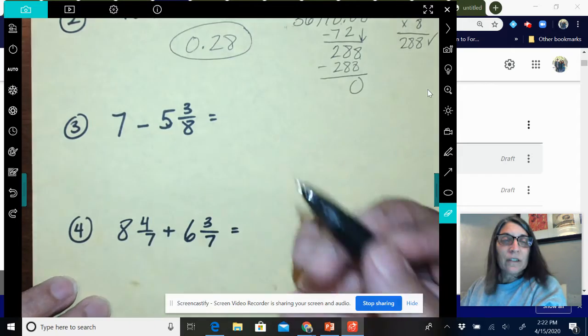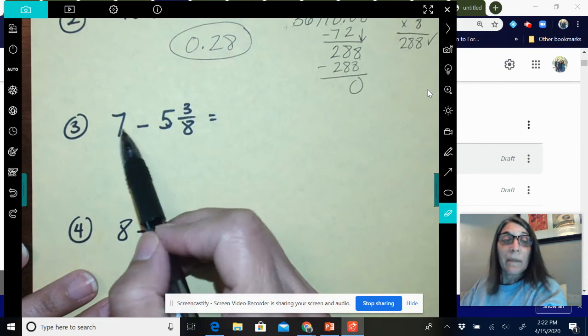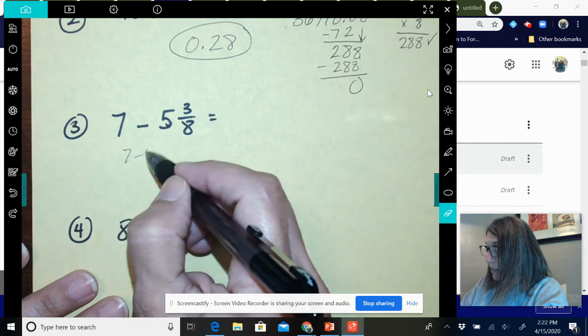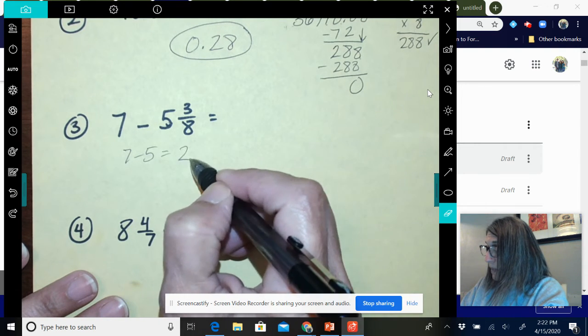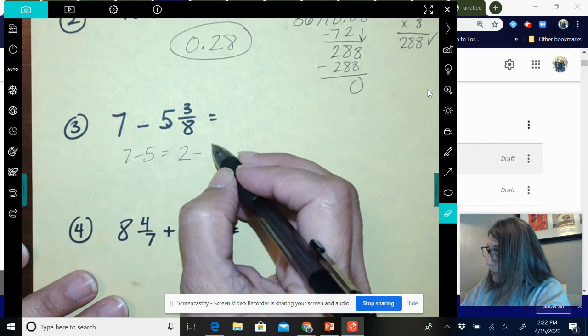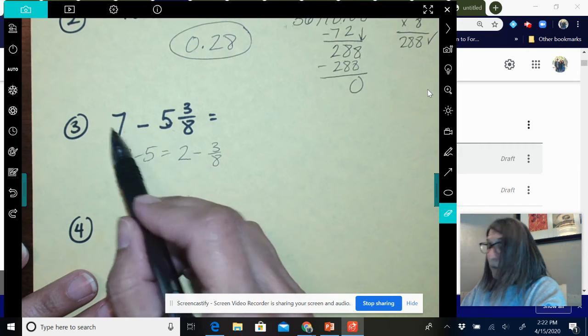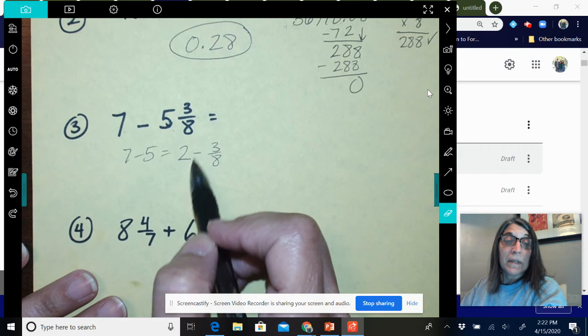Okay, so there's a lot of different ways depending on how you were taught, but I know that I can subtract my whole numbers first. I know I can do 7 minus 5 equals 2, but I haven't subtracted the 3/8 yet. So I still have to take my 2 and take 3/8 away from it, right? Because I can take the 5 away from the 7, but that leaves me 2.